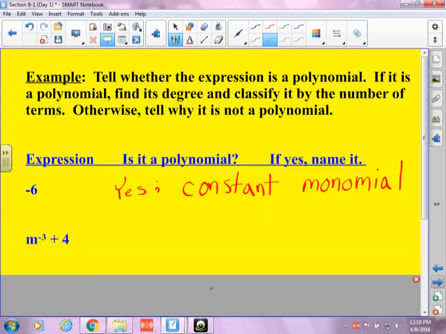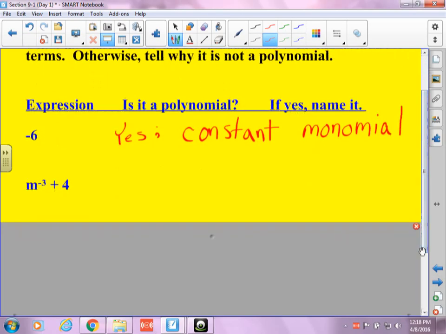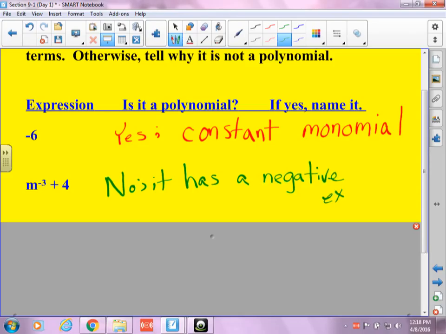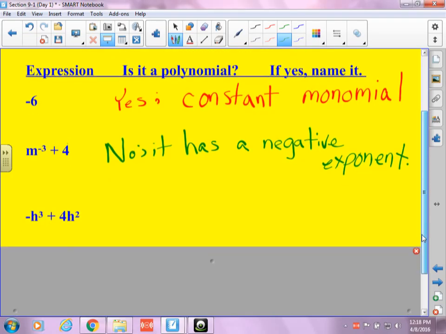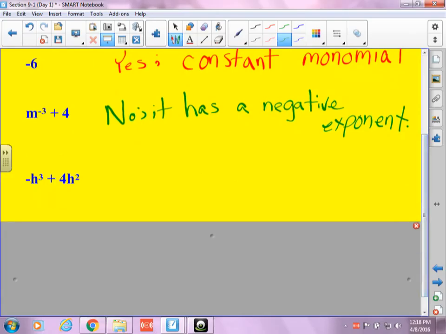Okay, let's look at this next one. I'm going to tell you it's not a polynomial, and why do you think it's not? Because it has a -3 exponent. So no, it has a negative exponent. And then you're done. You can't name it.